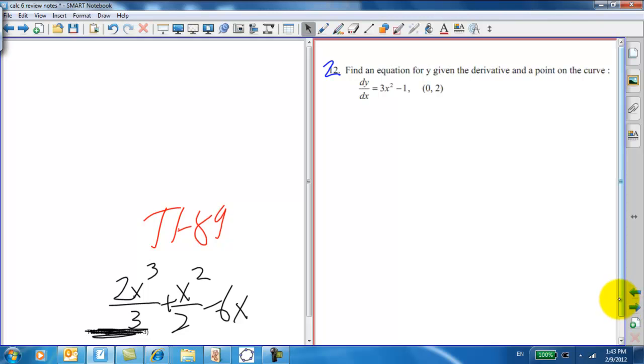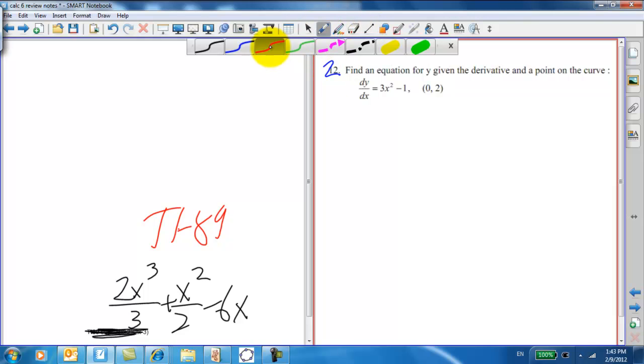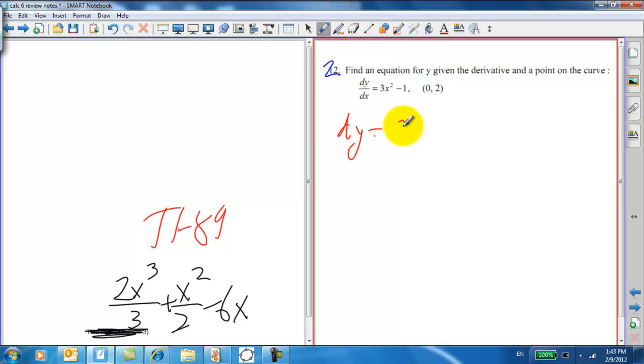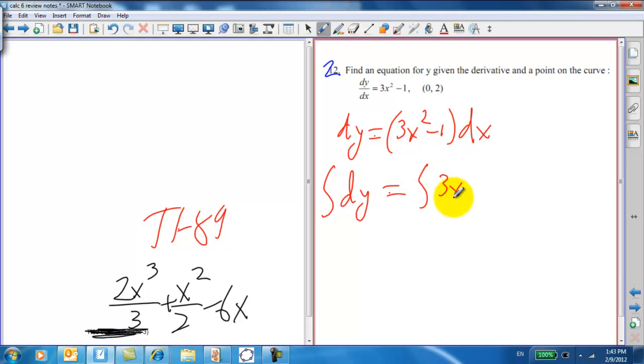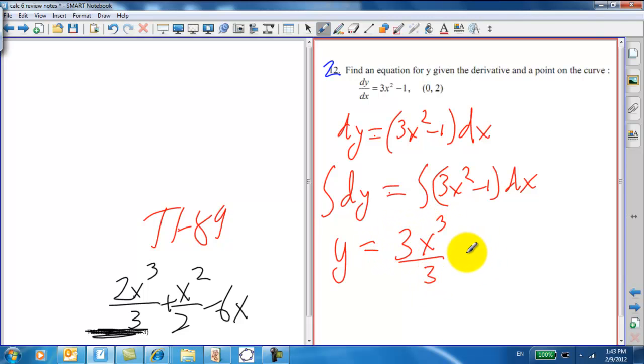Find an equation for y given the derivative and a point on the curve. So it's actually dy equals 3x squared minus 1 dx. I just separate the variables like that, so when I do the antiderivative of both sides, it makes sense, and we get a y on one side. So you get y equals, well, we're going to crank it to a power, 3x to the 3 divided by 3, minus x plus a constant of integration.